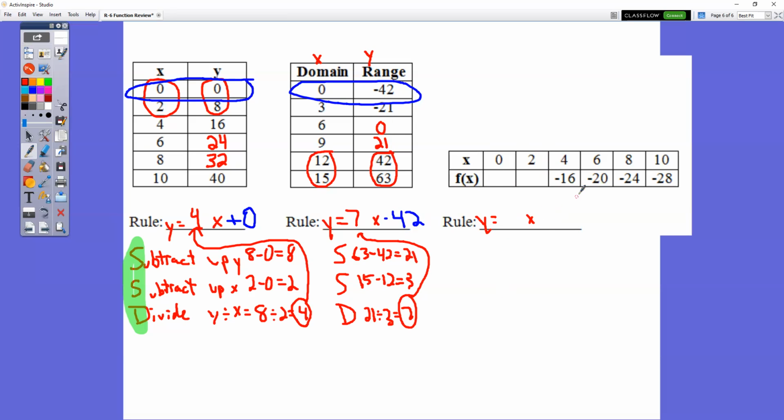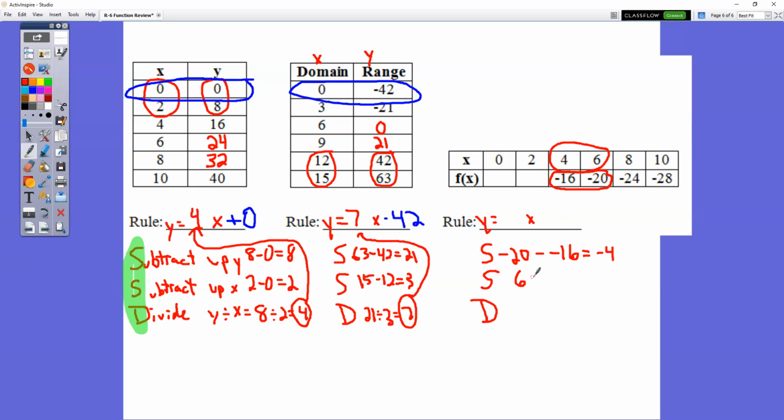Taking a look at the last one. This is the one that's a little bit harder because it has all negatives. Again, what we want to do is subtract, subtract, divide. So going to the right is going down. So I want to go up. So I want to go to the left. So going up the y, I'm going to do negative 20 minus negative 16. Be very careful there. Minus negative. So that is negative 4.